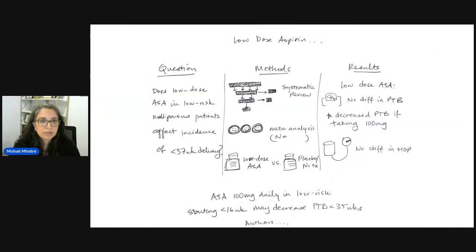So now this is the sketch I had made, again, using the same template that I described to you, with the title at the top. The main question, which was, does low-dose aspirin in low-risk nulliparous patients affect incidence at less than 37 weeks? I decided in my head I wanted to have some icons discussing a systematic review, having some way to show the number of patients involved, the intervention versus control, and then the key conclusions about the primary outcome, which was preterm delivery, and then also about hypertensive disorder, since that's often evaluated for aspirin, and then the key takeaway.